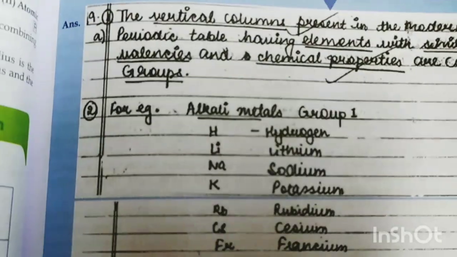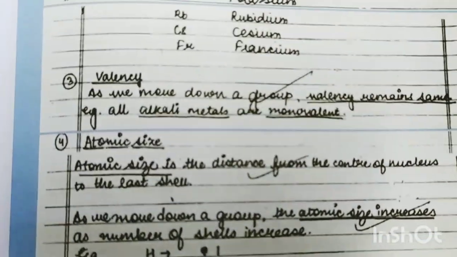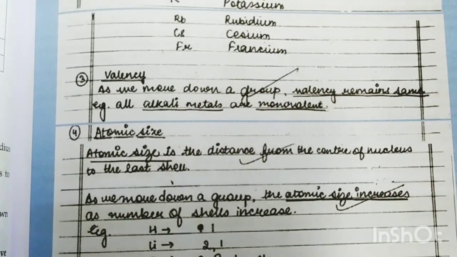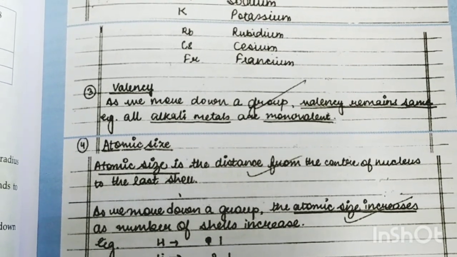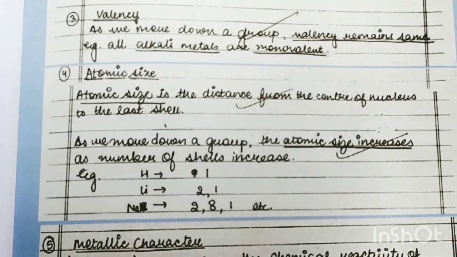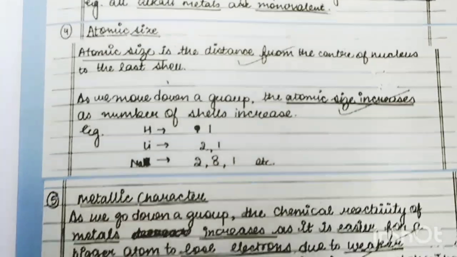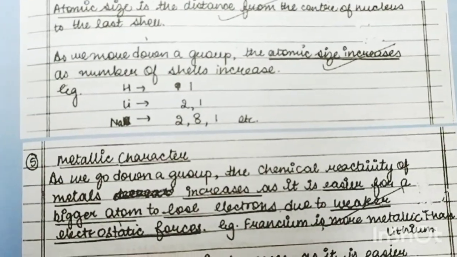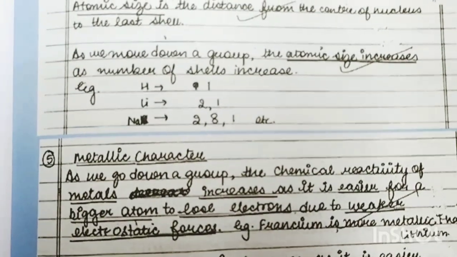On that context he has written the answer for valency. As we move down a group, valency remains the same. For example, all alkali metals are monovalent. Now talking about atomic size, atomic size is the distance from the center of the nucleus to the last shell. As we move down a group, the atomic size increases as the number of shells also increases. So it's very simple.